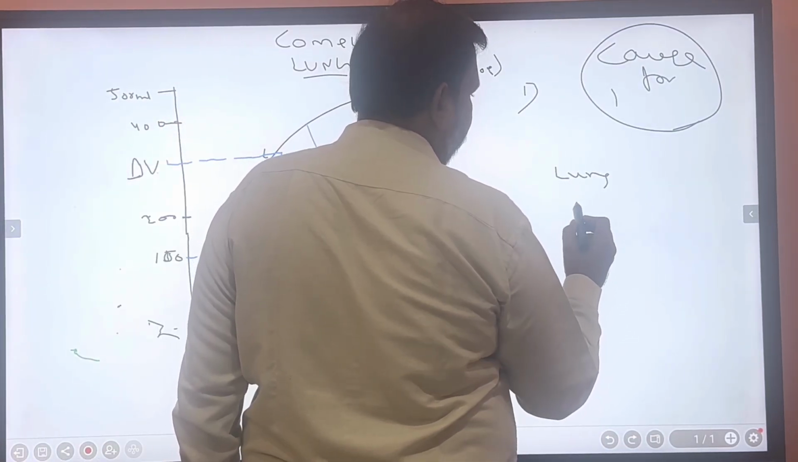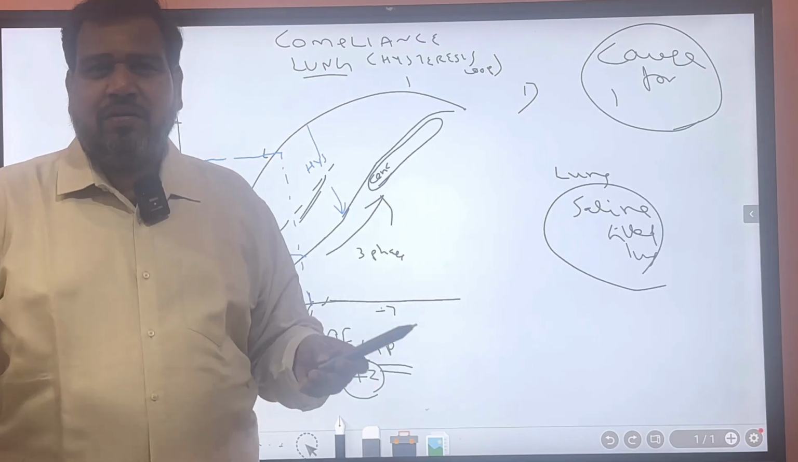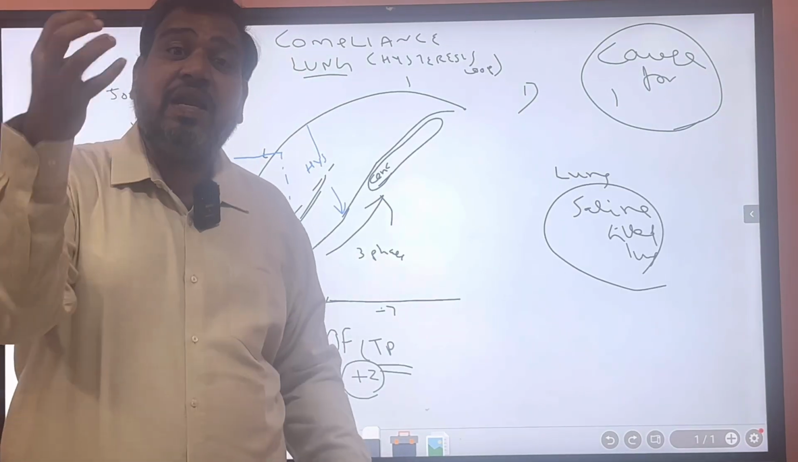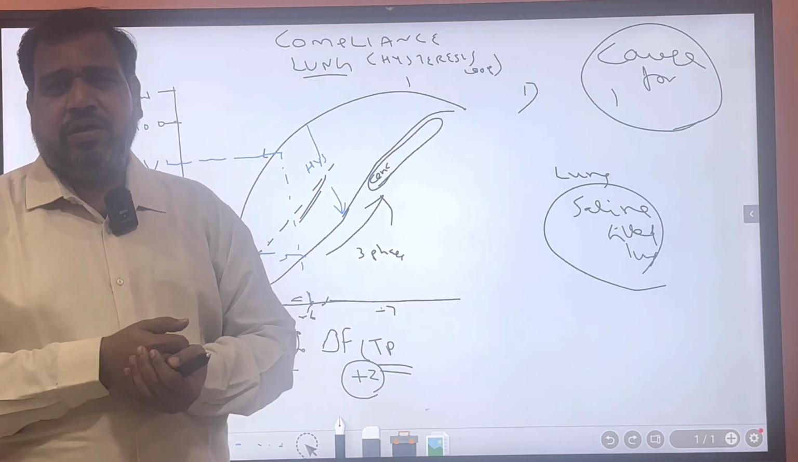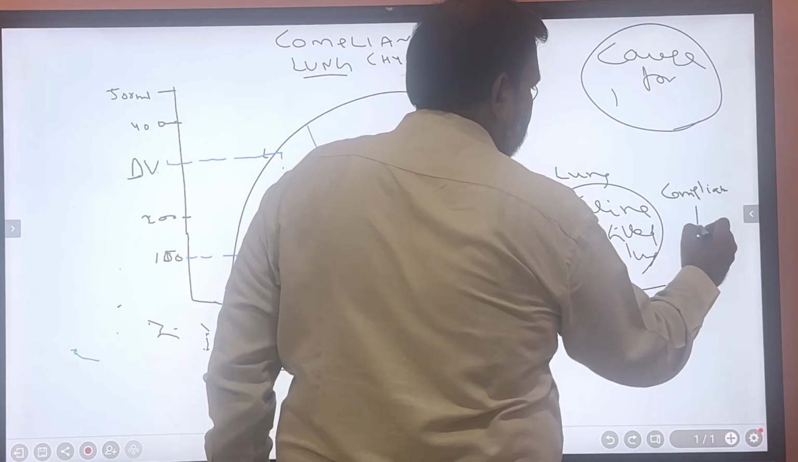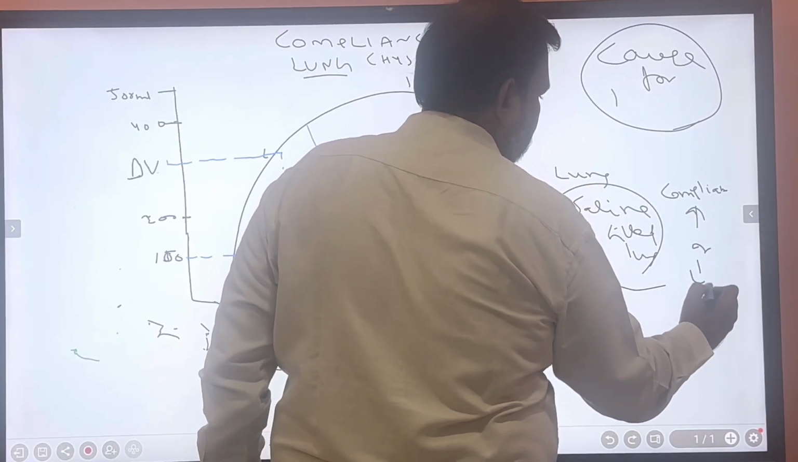Another concept I am going to discuss. Instead of filling the lung with air, I am filling it with saline. So no air, I am just filling the lung with saline. What will happen to the compliance? Please try to answer. Is the compliance increased, decreased, or the same?